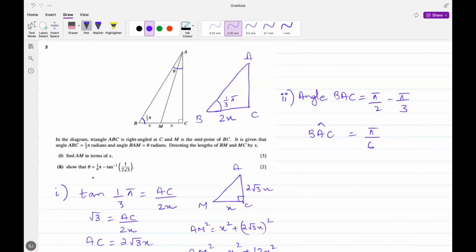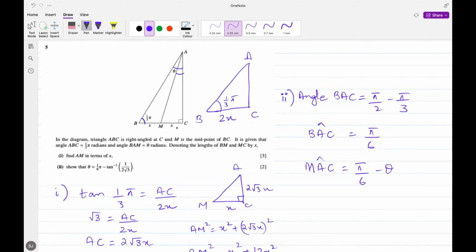Now, as we are trying to show that θ is equal to π/6 minus tan inverse of 1 upon 2 root 3, we'll have to use a right angle triangle. So this angle will be π/6 minus θ. So angle MAC will be equal to π/6 minus θ, as the total angle was π/6 and this angle was θ.